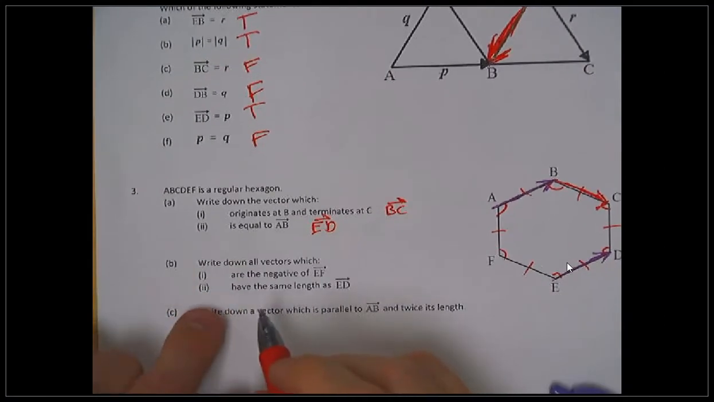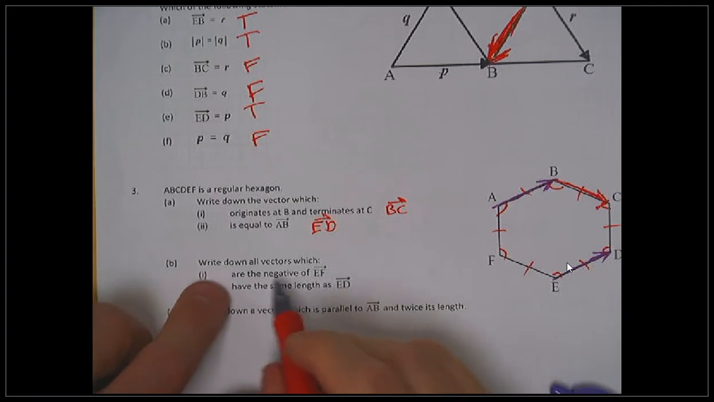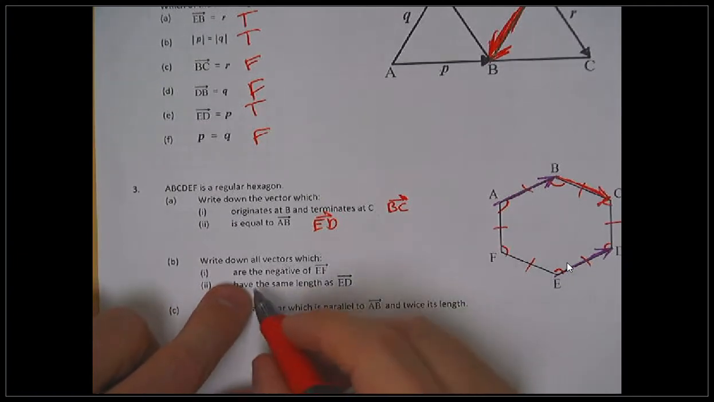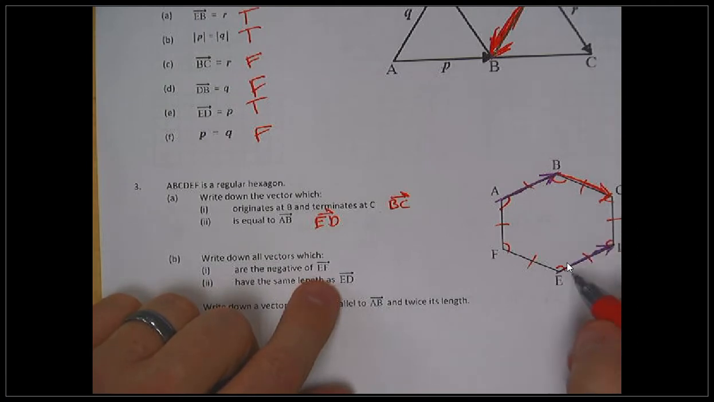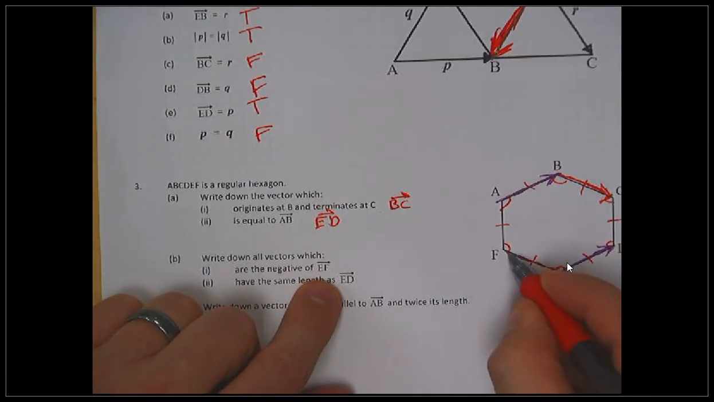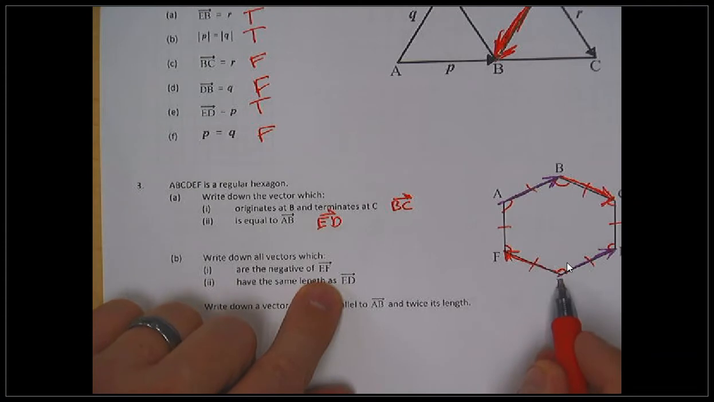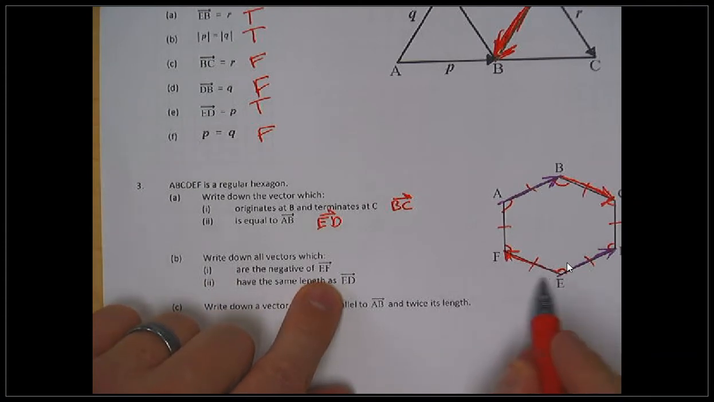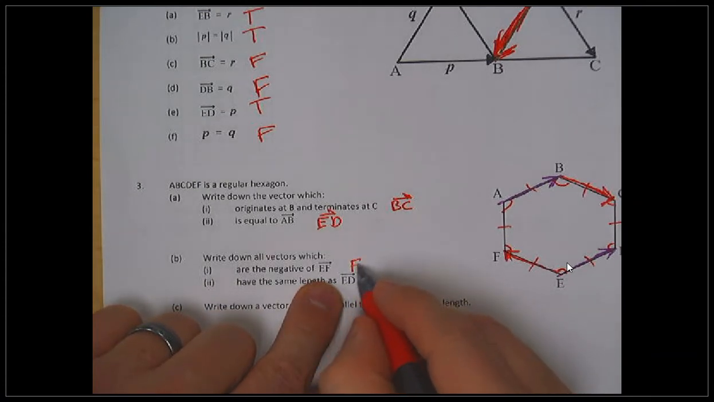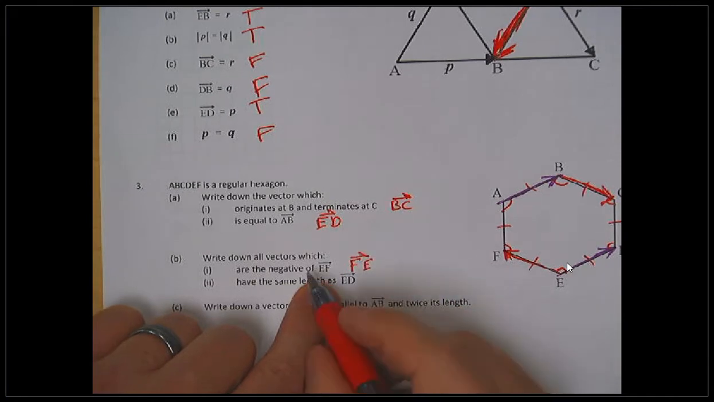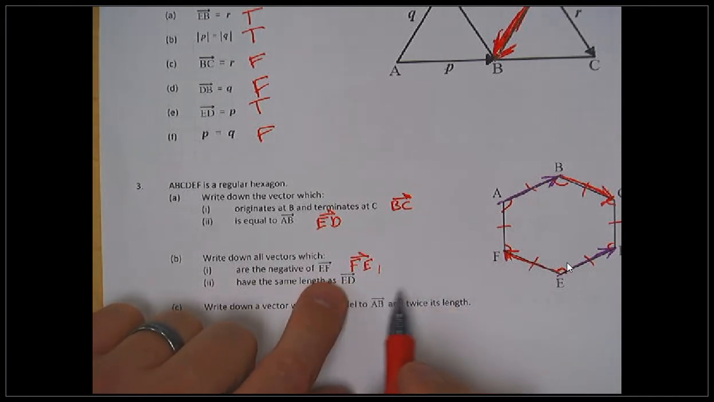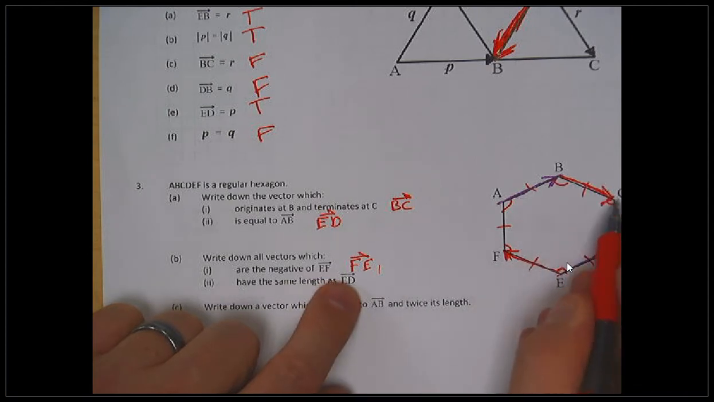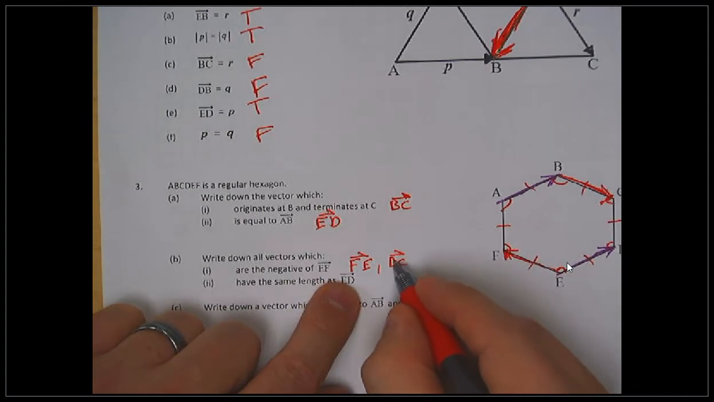Part D says, write down all the vectors which are the negative of E to F. So from E to F, the negative vectors of this. Well, the negative vector of E to F is going to be F to E. The negative vector is also going to be from B to C. So B to C.